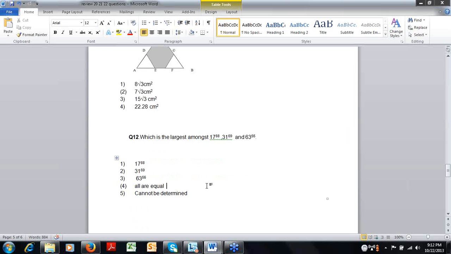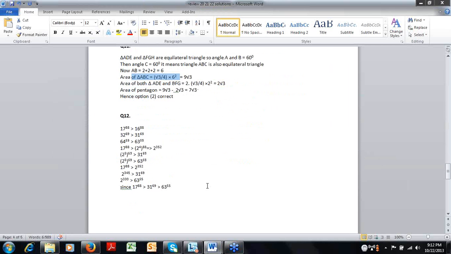Now question number 12, the second last question for the session. Which is largest among 17 power 88, 31 to the power 69 and 63 to the power 55? Okay, this question you have to do a little trial and error. So 17 power 88 is greater than 16 power 88, everybody knows. So 32 power 69 is also greater than 31 power 69, and 64 power 55 will be greater than 63 power 55. It's a no brainer, simple thing.